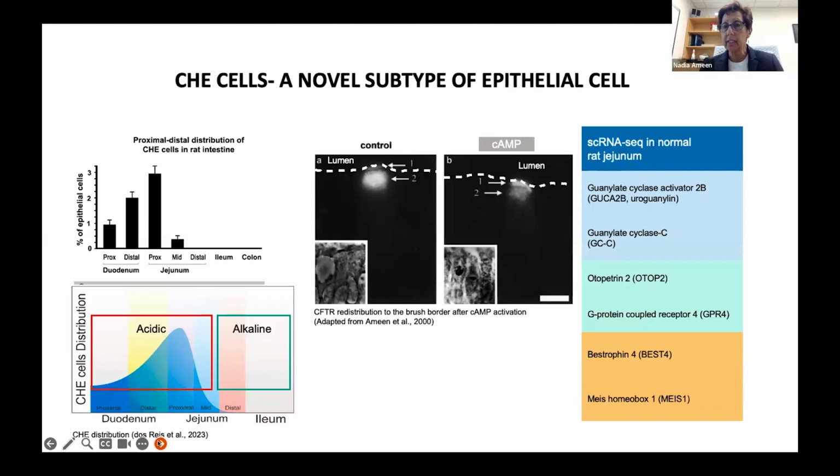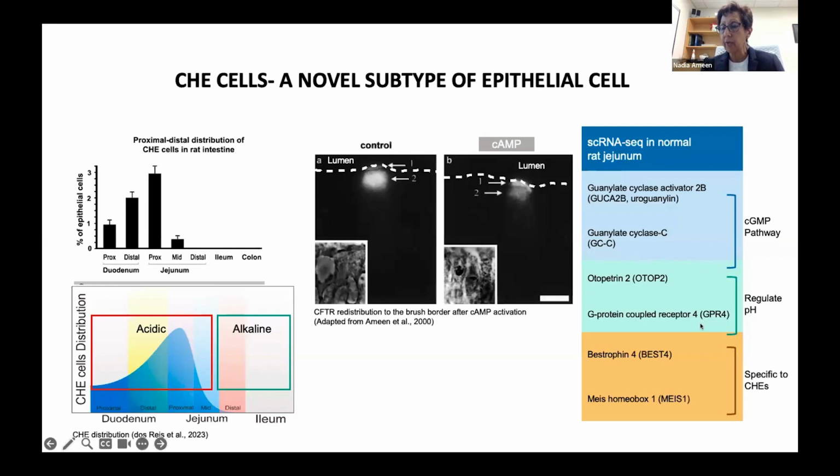And when we looked at the single cell RNA data, we found that there are lots of genes in the cyclic GMP pathway that are highly upregulated in these cells. This includes what was shown in the human intestine by Hans Clevers, GUCA2B, which encodes uroguanylin, which regulates bicarbonate secretion in acidic portions of the gut, mediated by CFTR. The receptor for uroguanylin is GCC. Also otopetrin 2, which was shown in the BEST4 positive cells in the colon, is a proton channel.